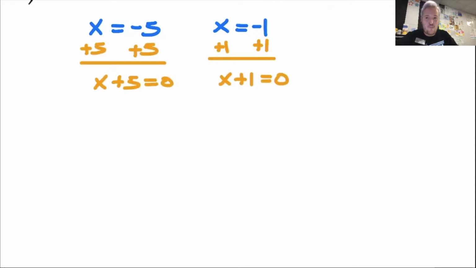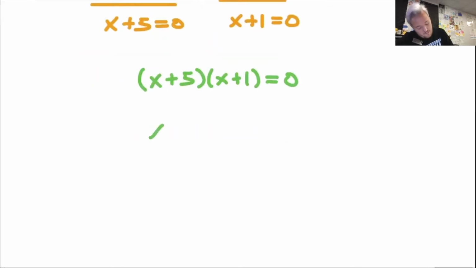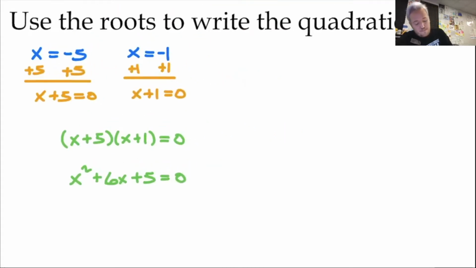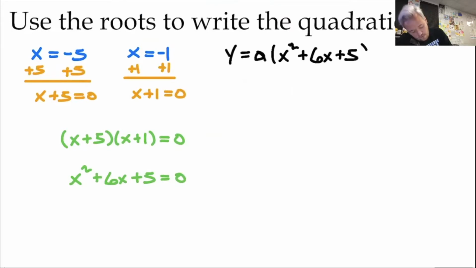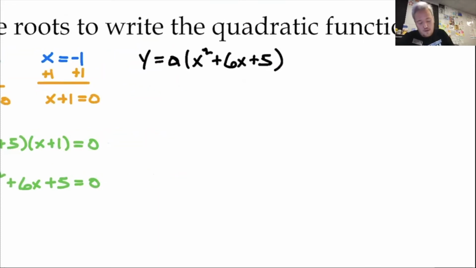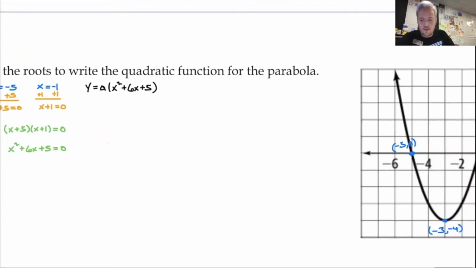All right, so now I'm going to take both of those binomials and I'm going to multiply them. So x plus 5 times x plus 1. So when you FOIL, we're going to get x squared plus 6x plus 5 equals 0. Now you need to write it in the regression model. So we're going to have y equals a parentheses x squared plus 6x plus 5. All right, and then the point I'm going to plug in is the vertex. So negative 3, negative 4.